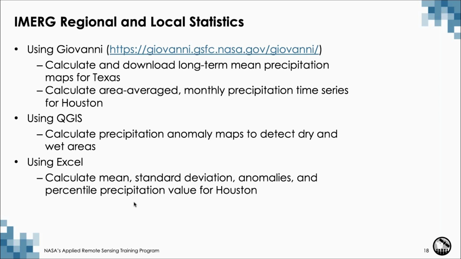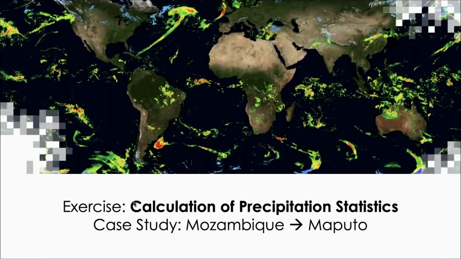So with that, we will move to a demonstration. After the demonstration ends, you will be going through the same procedure. You have downloaded this procedure from the website or from this GoToMeeting portal, and then you can calculate precipitation statistics for Mozambique and the city of Maputo. So we'll start with a demonstration.